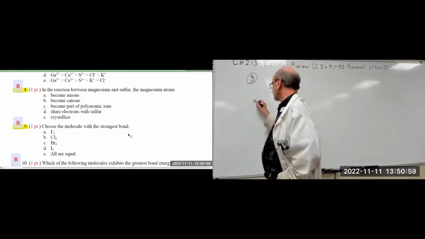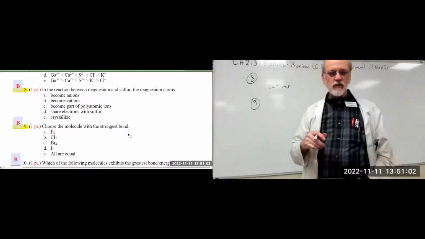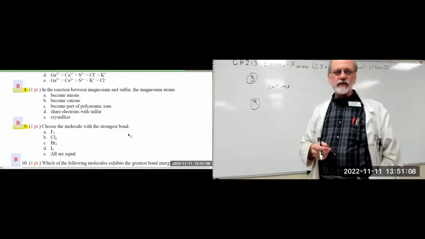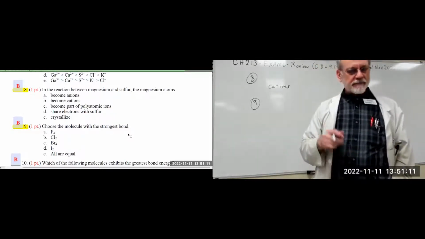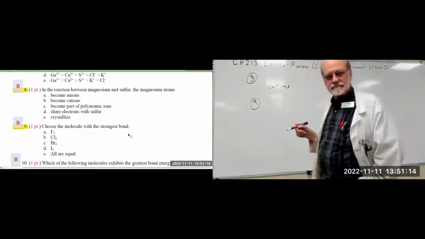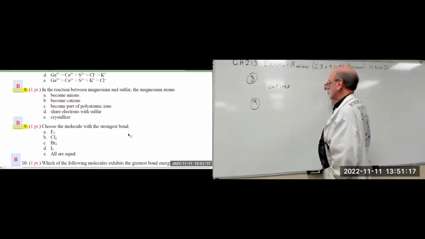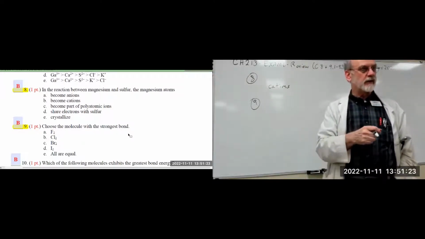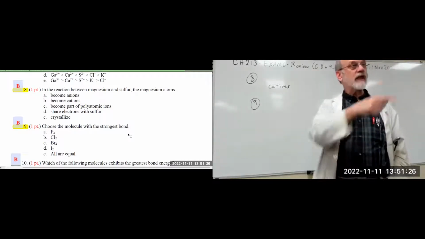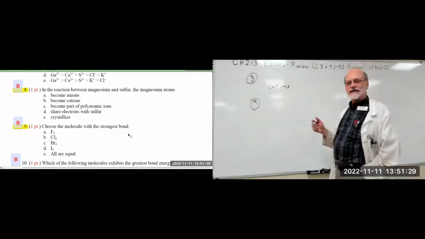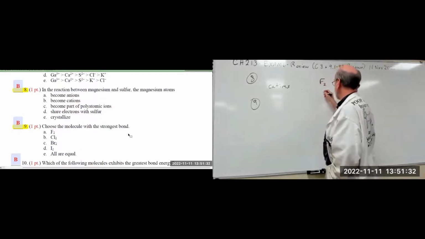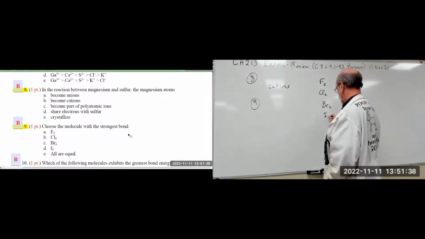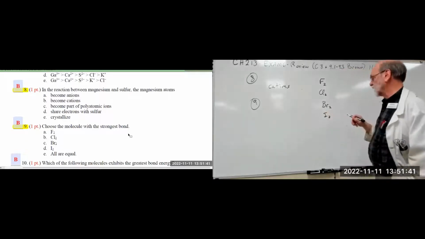How about 9? Choose the molecule with the strongest bond. Okay, this one is somewhat counterintuitive. If we look at the series, these are all halogens, right? And all the halogens are diatomic. We learned that first in both classes, actually. All the halogens are diatomic. So we've got this one, we've got this one, got bromine and iodine, right? Yep. They're not all equal.